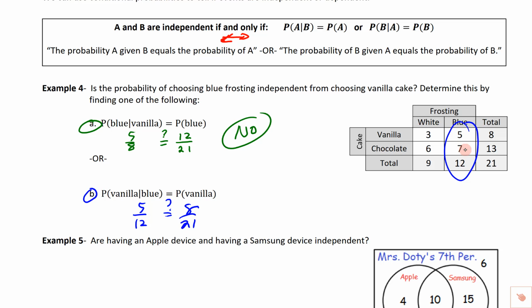Okay, we shrunk the sample space there, but then we want to say, what's the probability of vanilla? Vanilla is 8 out of 21, and because those aren't equal to each other, we should have gotten a no either direction. Any questions?